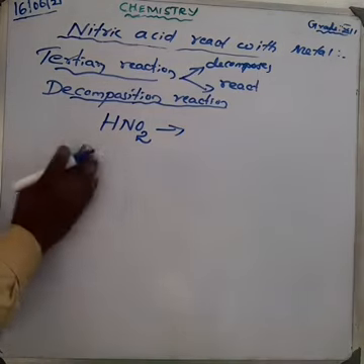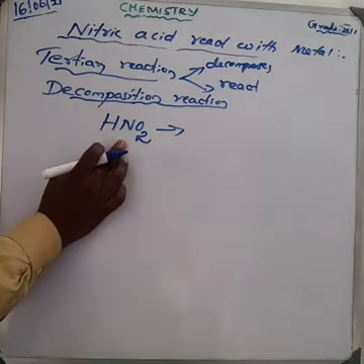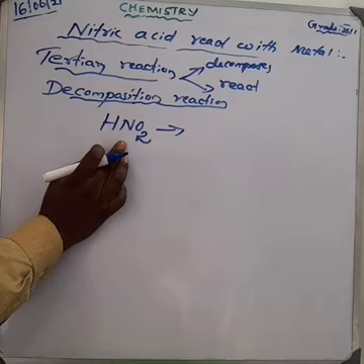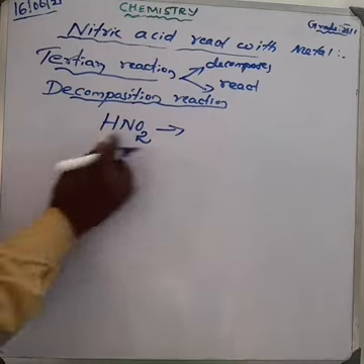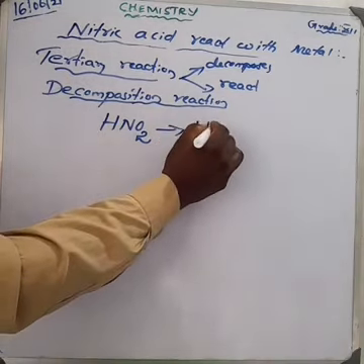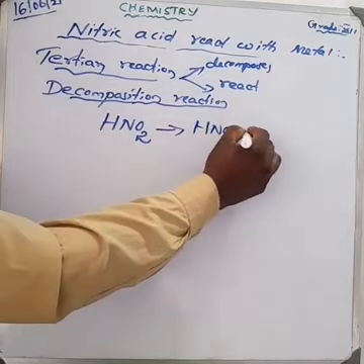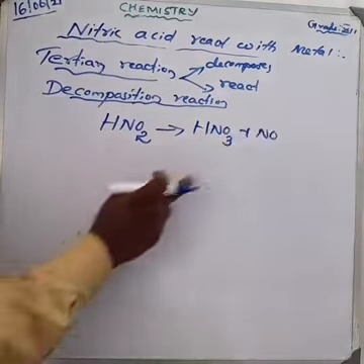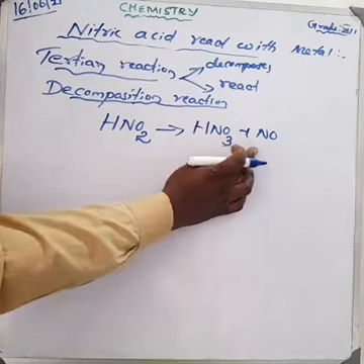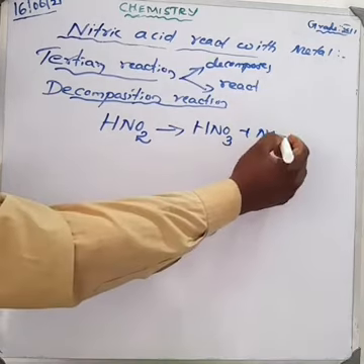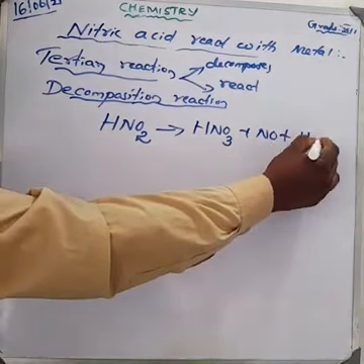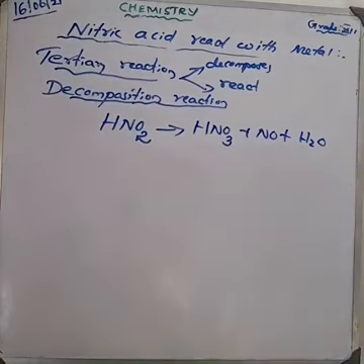Nitrous acid. What is the formula here? HNO2, nitrous acid. And also nitrogen combines with oxygen, we get nitric oxide. That is NO plus H2O. Okay. What about this product name? Nitrous acid, nitric oxide. Oxide, don't forget that.